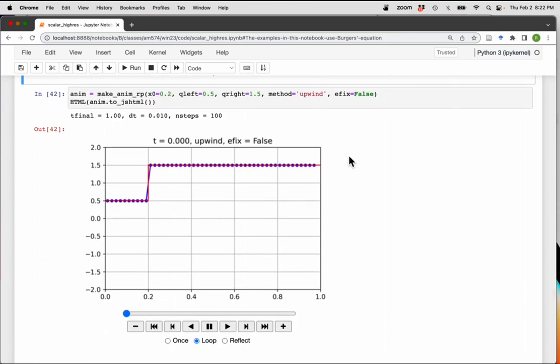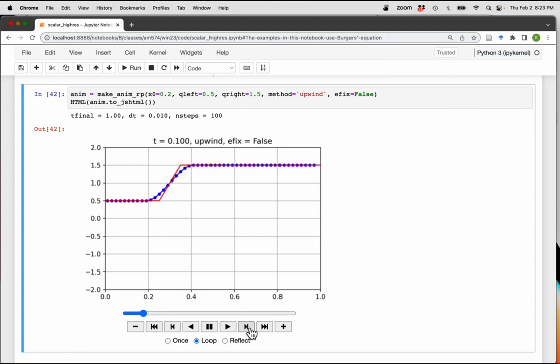This next problem is similar, but now with a rarefaction wave situation. So the state on the left is less than the state on the right, but still they're both positive, so it's not a transonic case yet. And now the true solution should spread out as a linear function in between because the flux is quadratic. And we see that upwind with this fairly coarse grid is definitely showing some smearing here at the corners, but it's basically approximating the right solution.